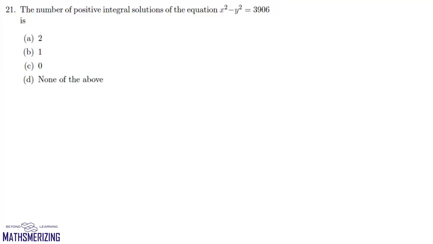Now here the question is, we need to find the number of positive integral solutions of the equation x square minus y square equals 3906. Now we can express 3906 as prime powers: 2 into 3 square into 7 into 31.